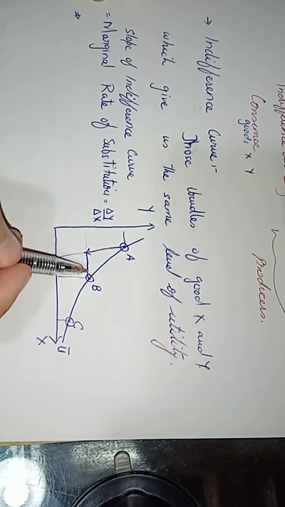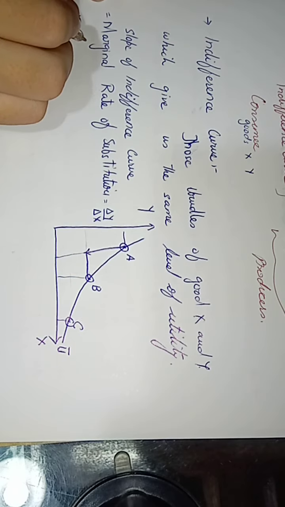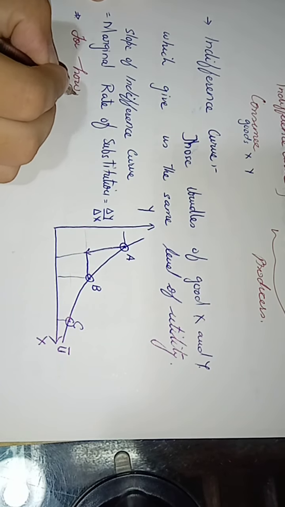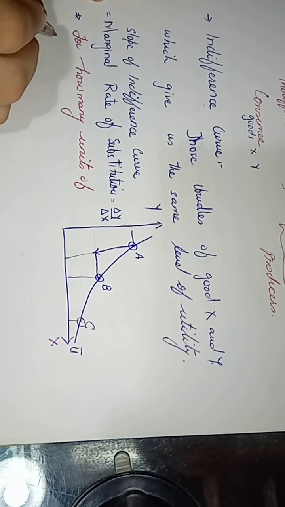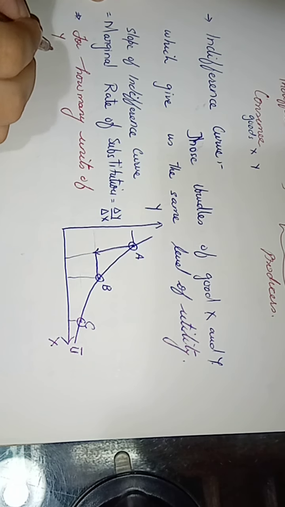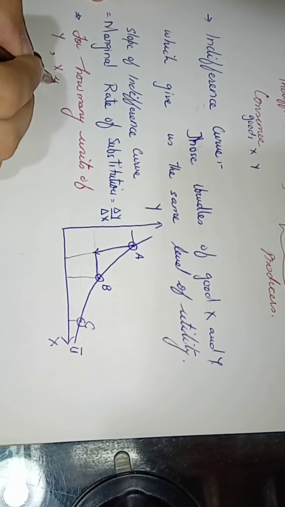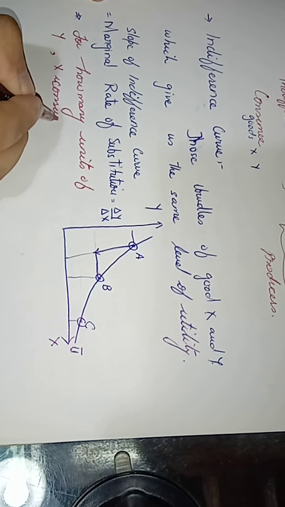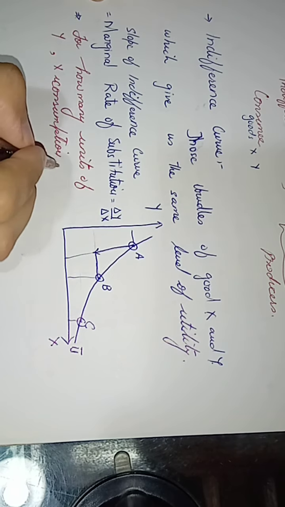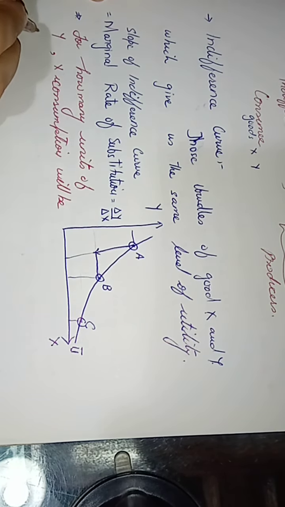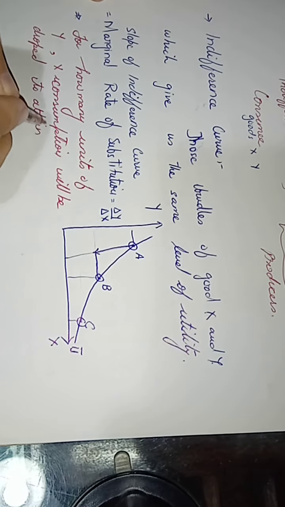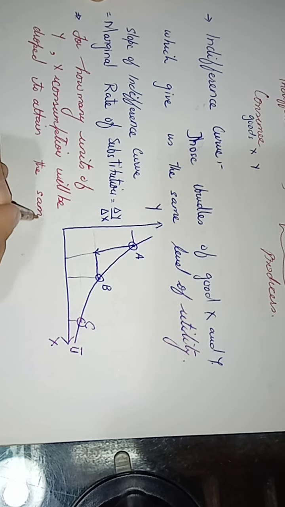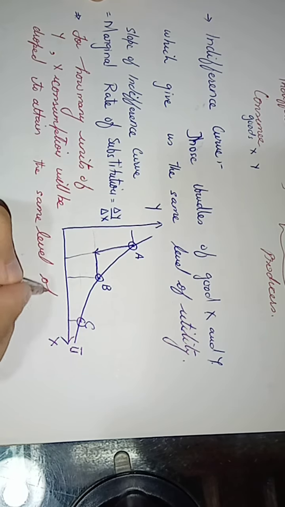So either you can say it in a rounded way, like: for how many units of Y, X consumption will be dropped to attain the same level of utility.